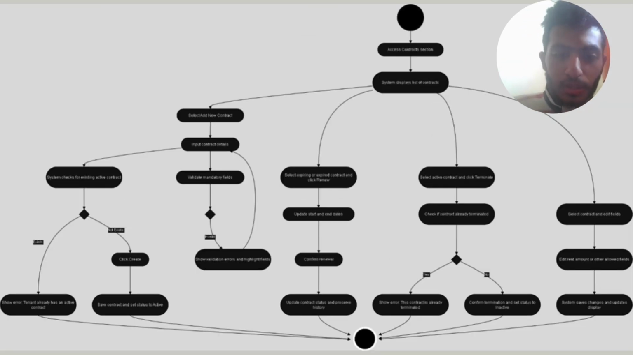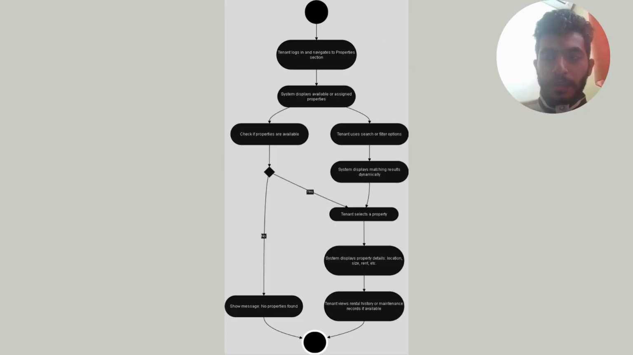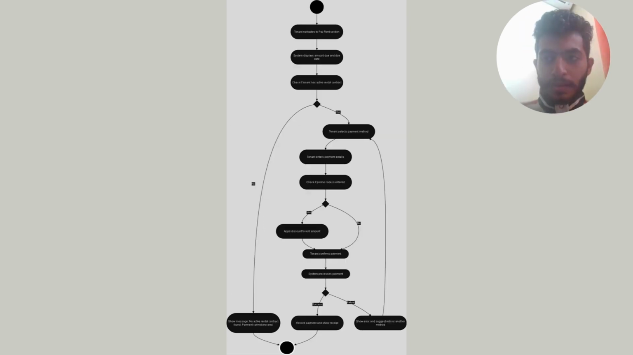This diagram shows how users add, edit, renew, or end contracts. The system checks for missing info or active contracts to keep records accurate and prevent duplicates. This diagram shows how tenants view properties, searching, filtering, and seeing details like rent and history. If no properties are found, a message is shown. This diagram shows how tenants pay rent, selecting payment, adding a promo code, and confirming. The system checks for valid contracts and shows the receipt or error.